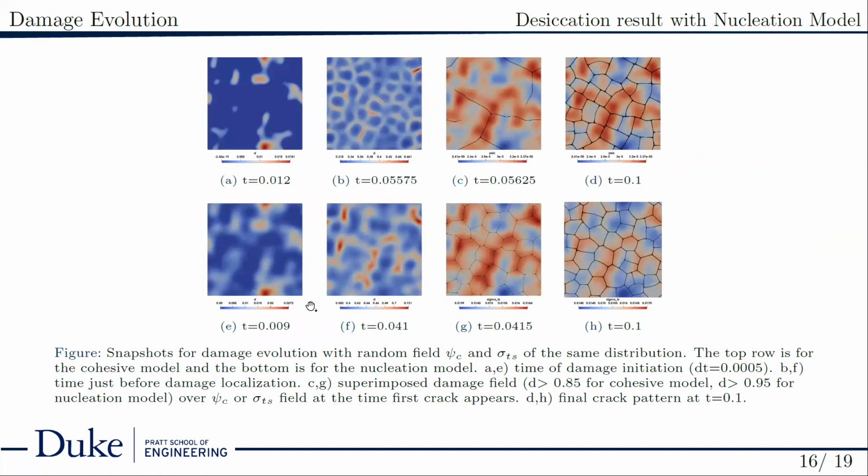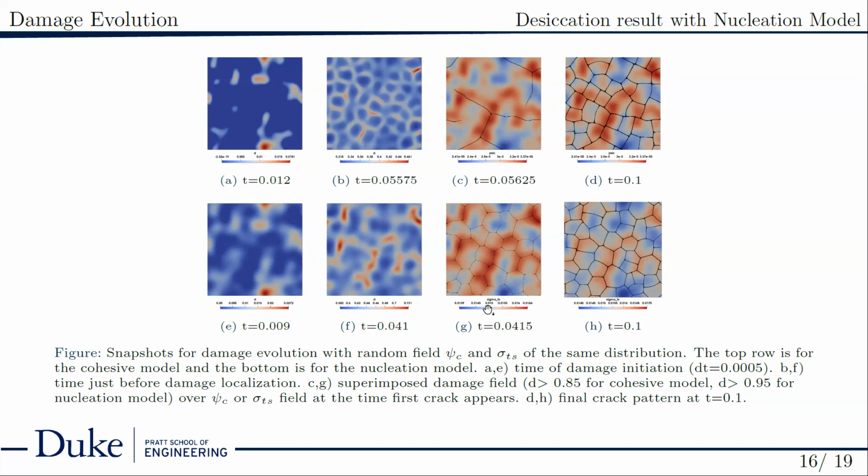Here are snapshots for damage evolution with random fields, critical fracture energy and tensile strength of the same distribution for two models. The top row is for the cohesive model and the bottom is for nucleation model. The first column is the damage initiation. Both started from weak materials. The second column is the time just before damage localization. The rest two columns are the time of the first crack appearance and final time of simulation with cracks superimposed over critical fracture energy field or tensile strength field.